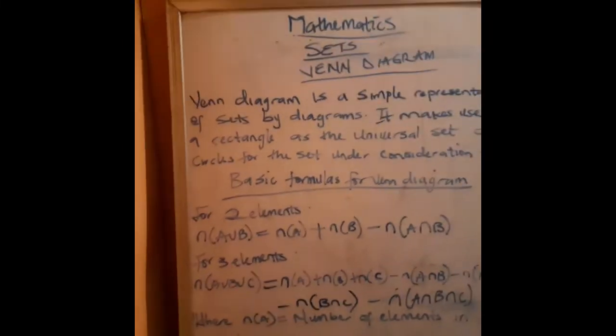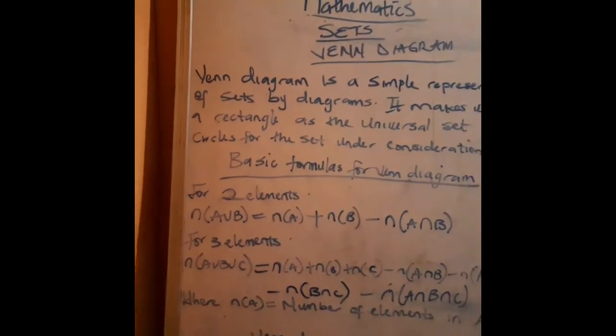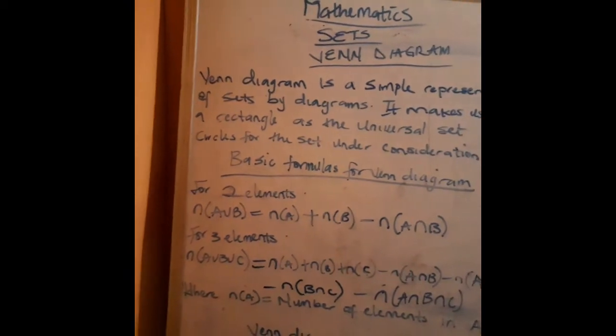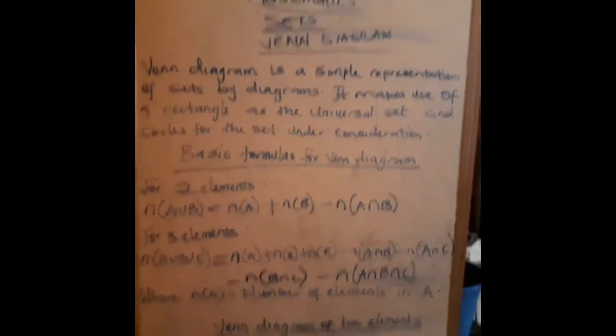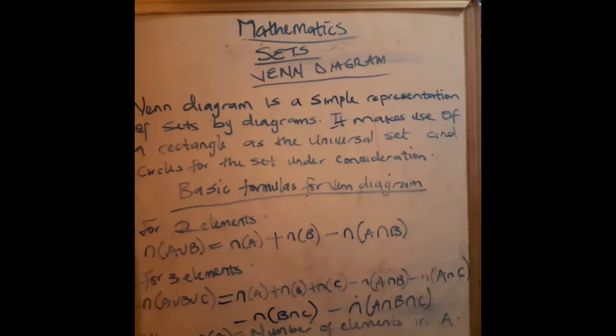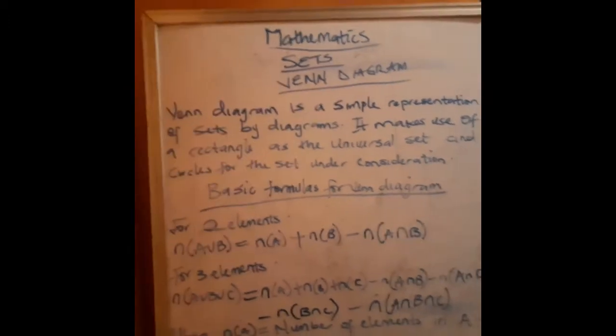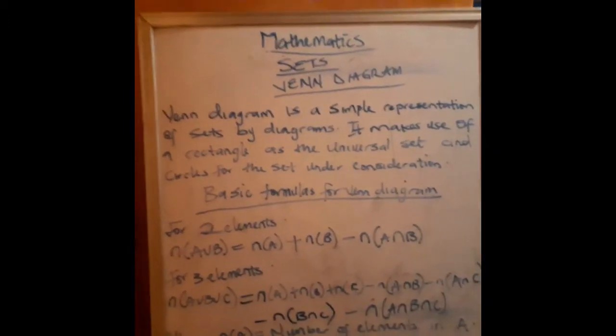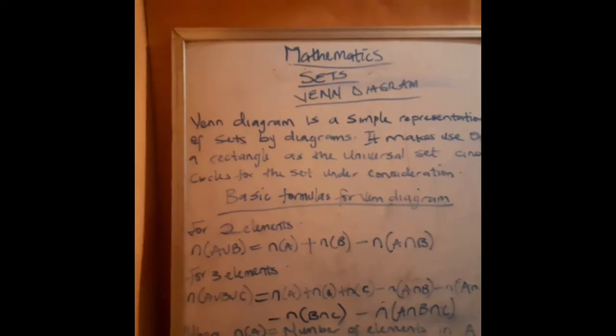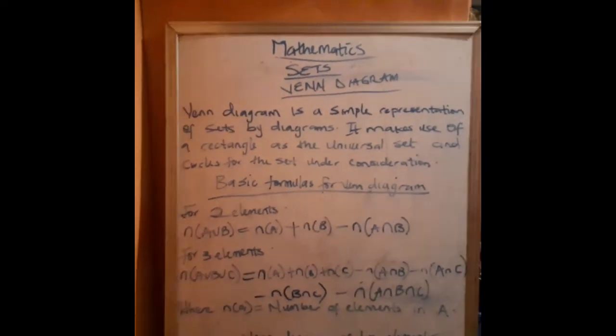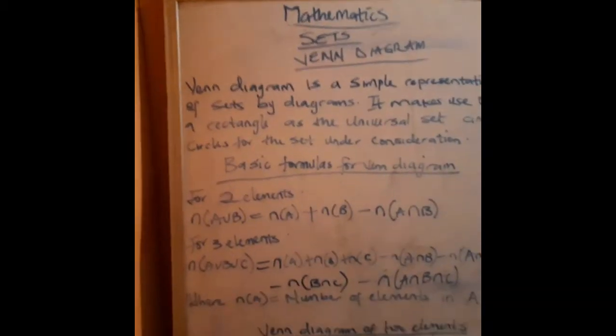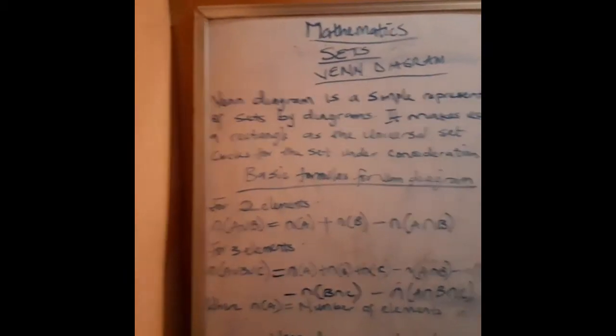Hi guys, good morning. So today we're still under sets, but we'll be talking about Venn diagrams. What is a Venn diagram, or what are Venn diagrams? A Venn diagram is a simple representation of sets by diagrams. So that is the sets that we have that we will now represent in a diagram.